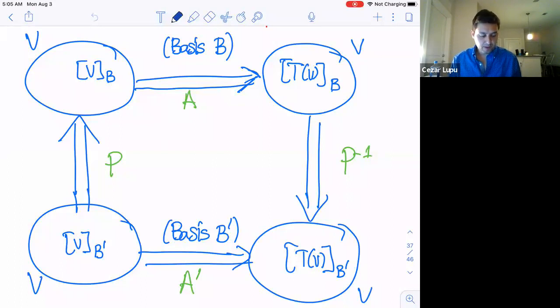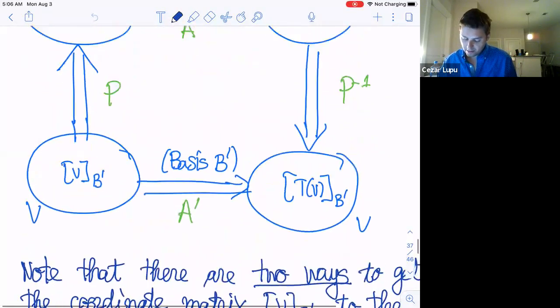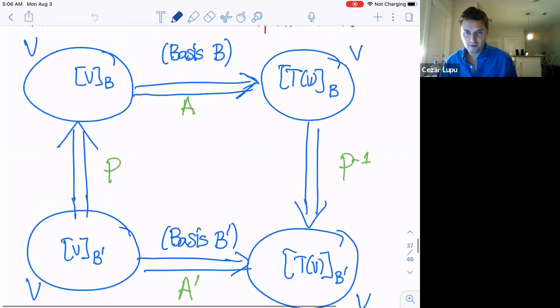In fact, we will have a relation here. If we look carefully at this diagram, we will see that the matrix A prime is closely related to these three matrices, P, A, and P inverse. It will turn out that A prime is nothing else than just P inverse times A times P. So just like I explained, if you look at the picture, this is very important.